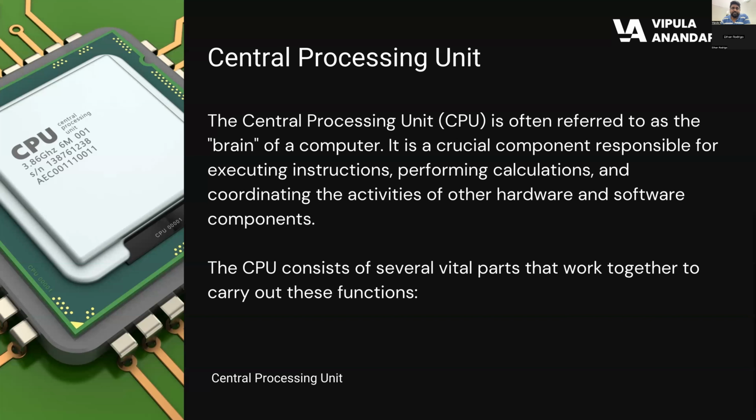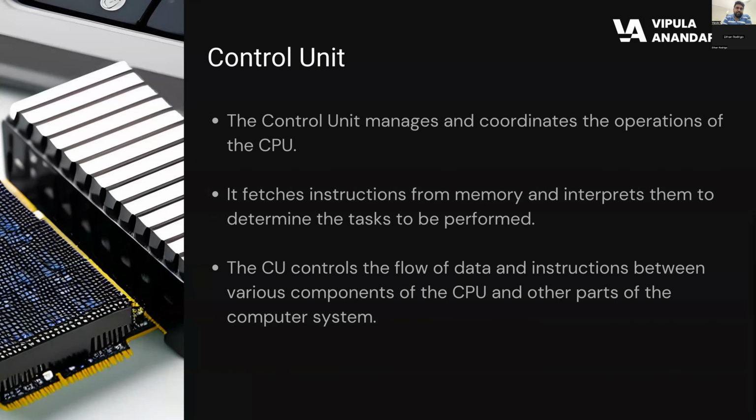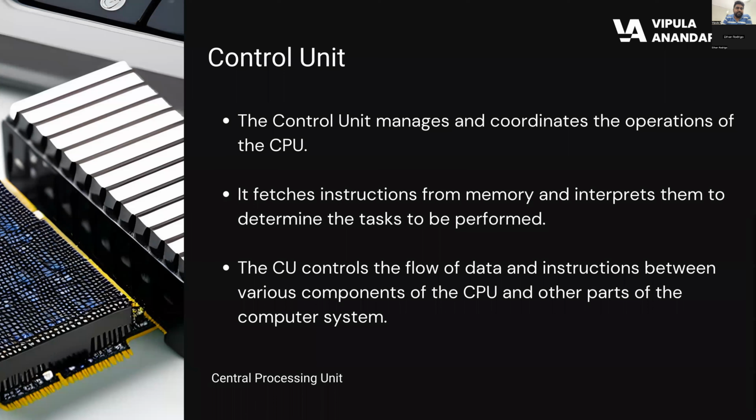So the CPU consists of several vital parts that work together to carry out these functions. We'll get to the functions and see what they are. So you have the control unit. What we are doing is going through the points of the CPU so that you can easily understand what it basically does. Okay, so we start from the controlling unit, which is also known as the CU.